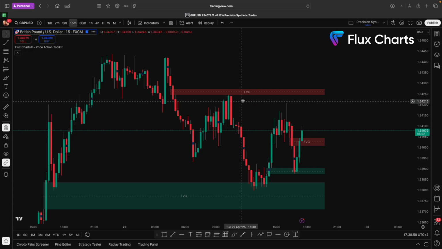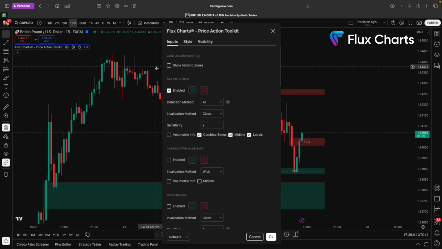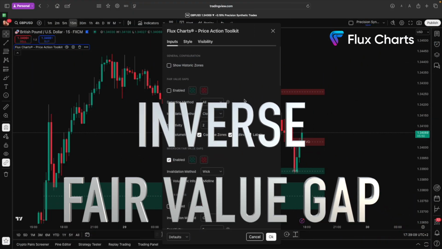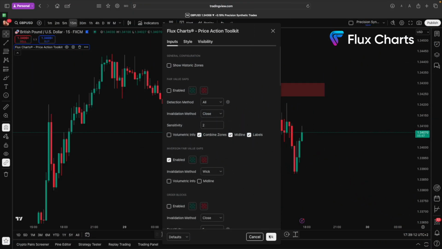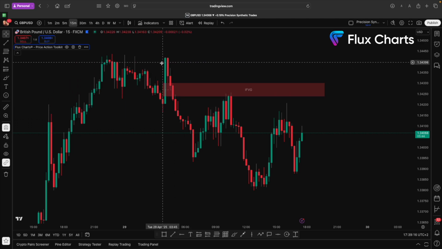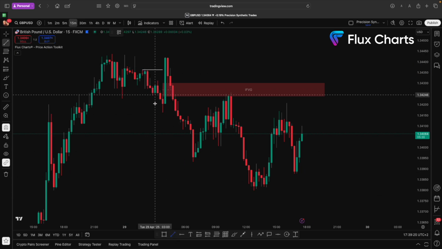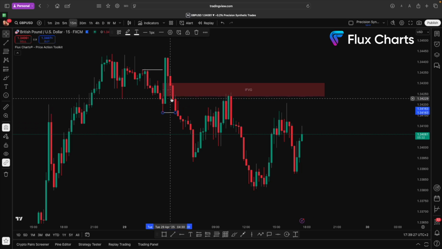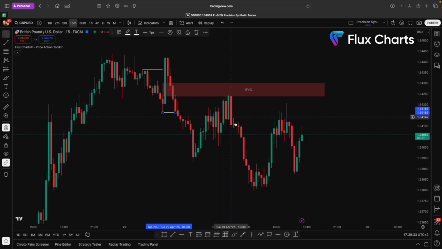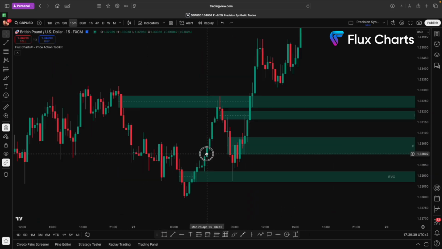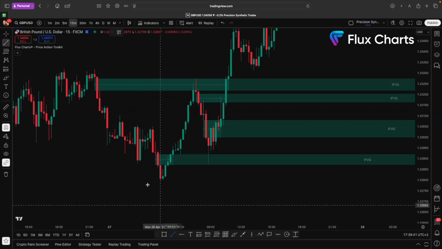Now, let's say you are not a fair value gap trader. You can disable your fair value gaps and you can enable your inverse fair value gaps. So now it's going to show your inverse fair value gaps. If you are an ICT trader that trades liquidity and a market structure shift right over here, then you will see an inverse fair value gap was created, price reacted from it, and we had a push down. Same right over here. This is another example.